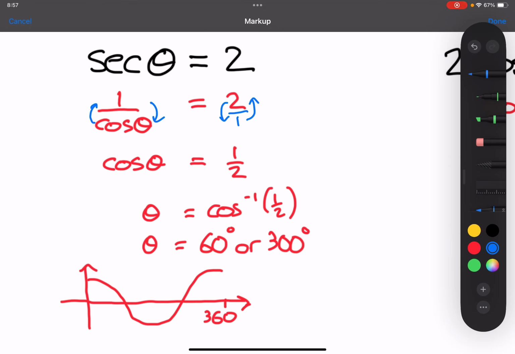I can then do cos inverse, and I find that my first answer, the answer that's closest to 0, is 60 degrees. And you can see I've then drawn a cos graph to find the next solution. So I know my first solution is 60 here. The second solution will be 60 less than 360. So 360 take away 60 is 300. So these are the two solutions to that equation in between 0 and 360.